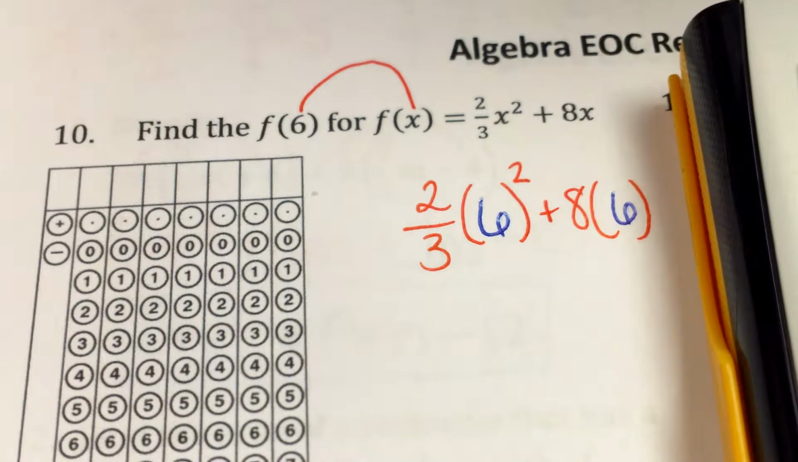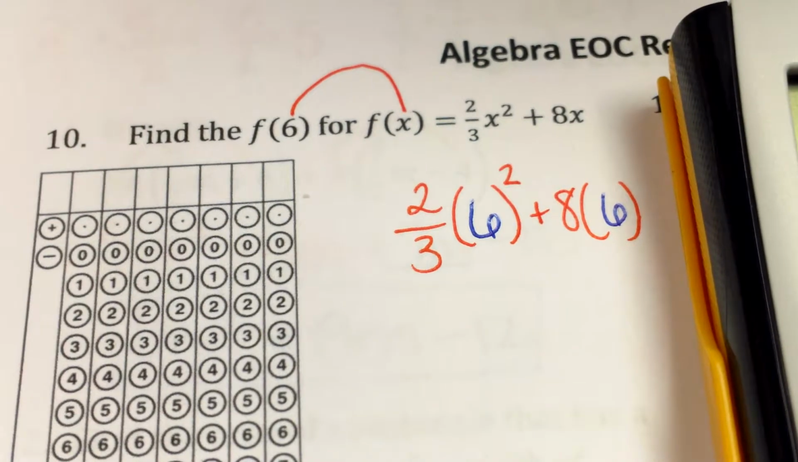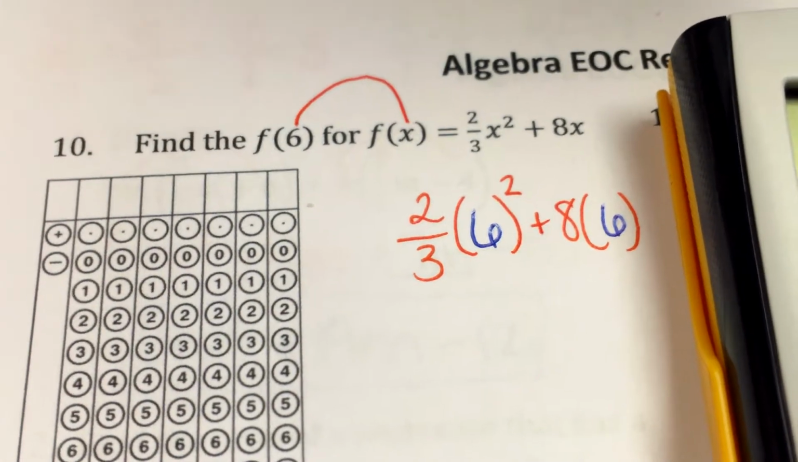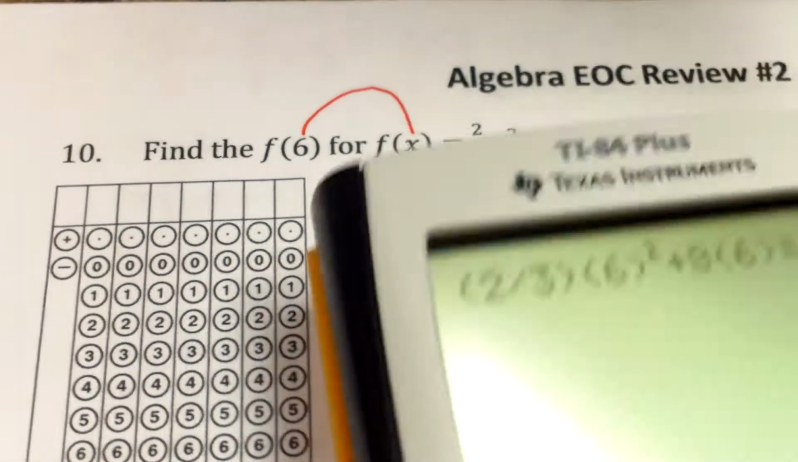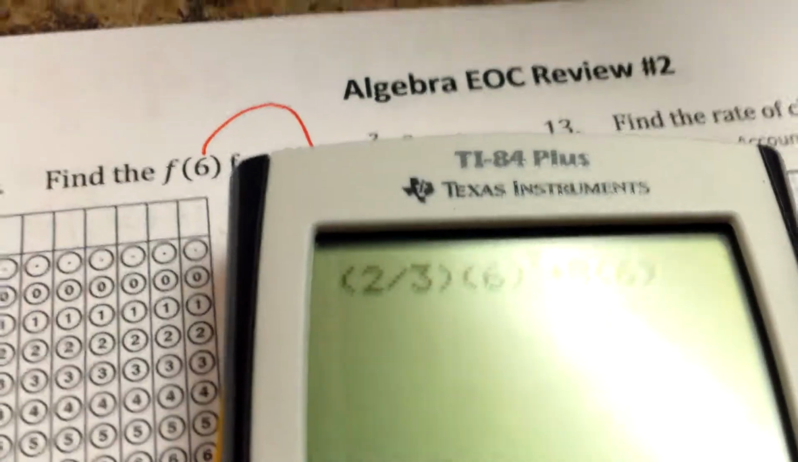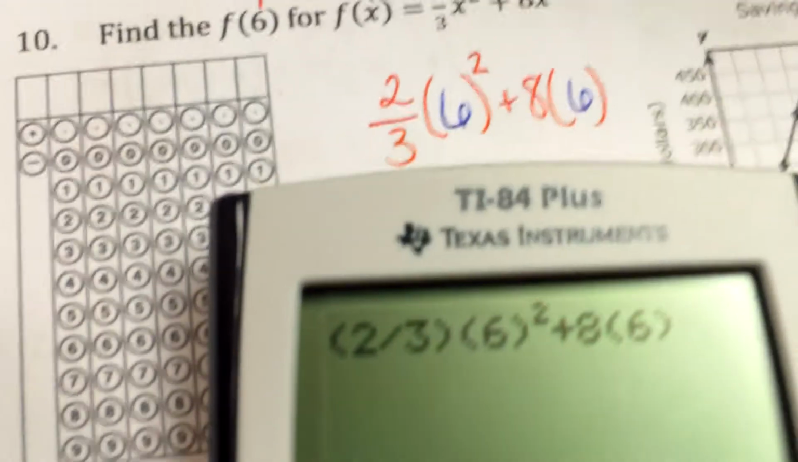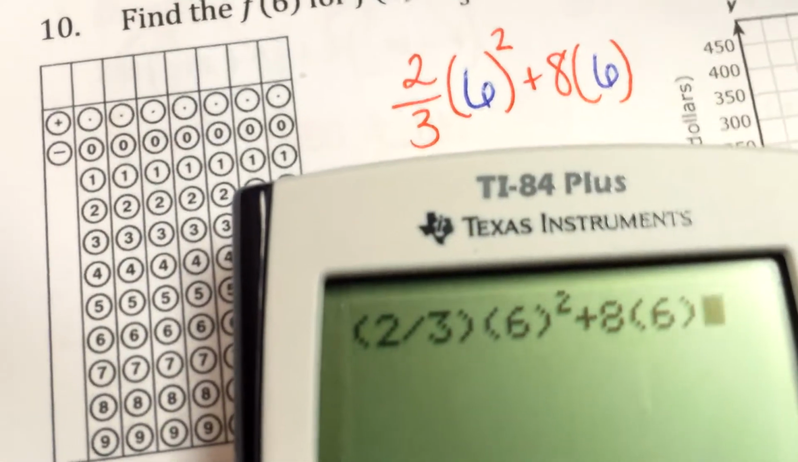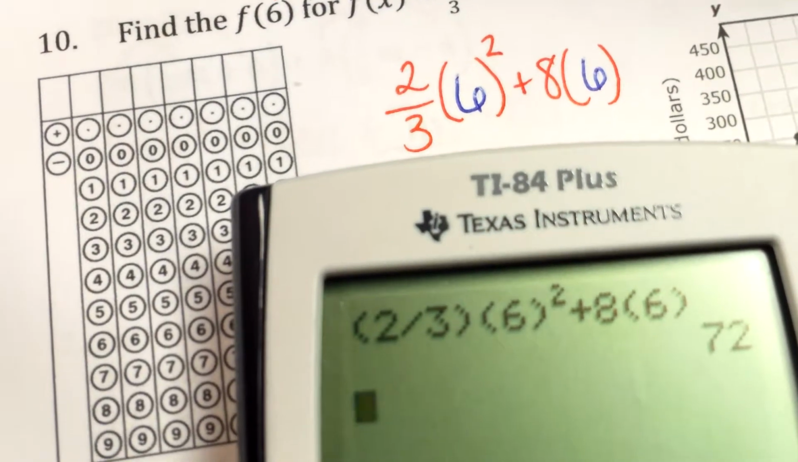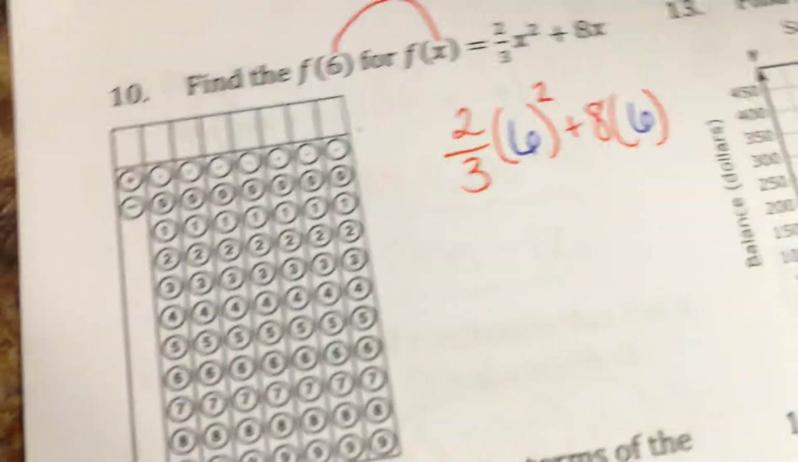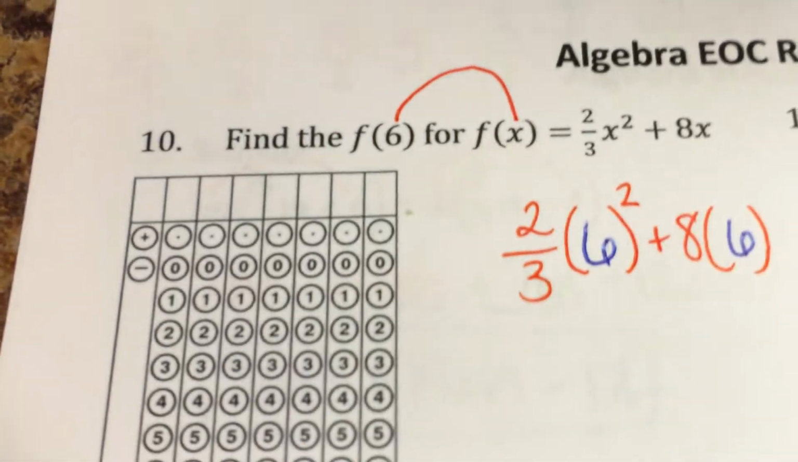Okay, so I'm going to put 2/3 in parentheses, and then 6 in parentheses squared, plus 8 times 6 in parentheses. Let's see if you can see it. Alright, we get 72. So the answer is 72.